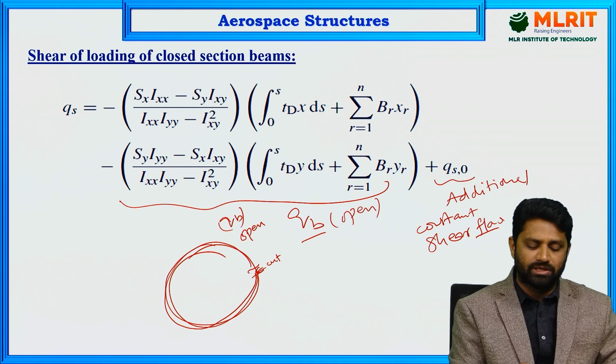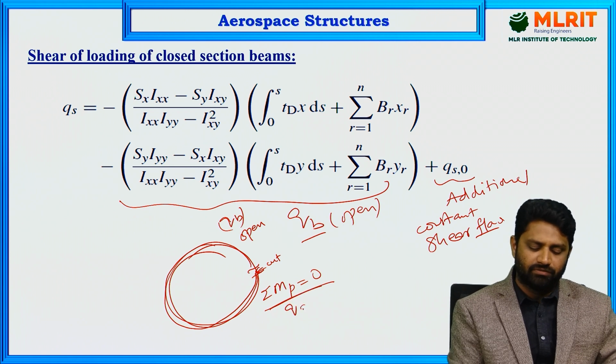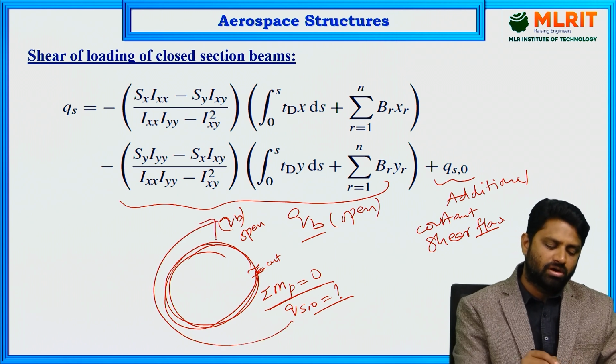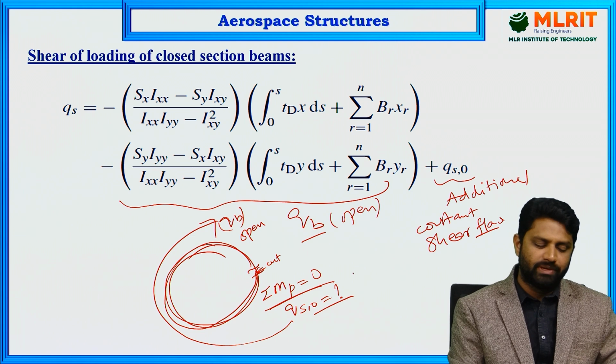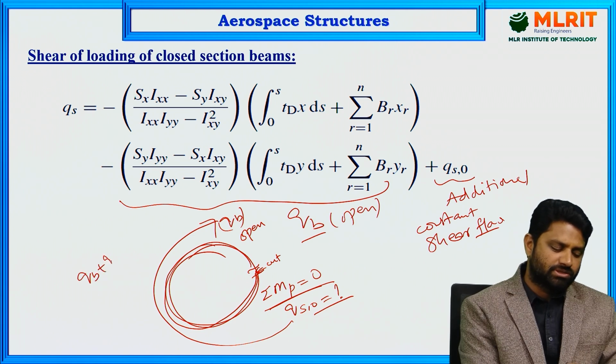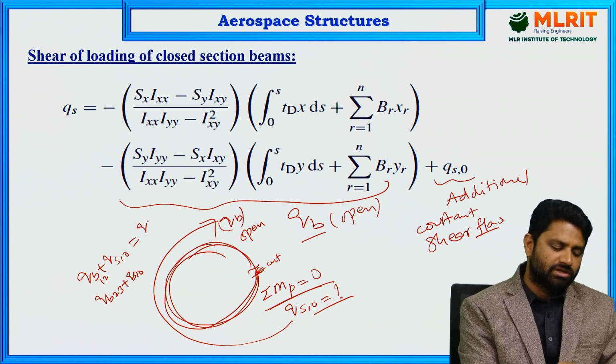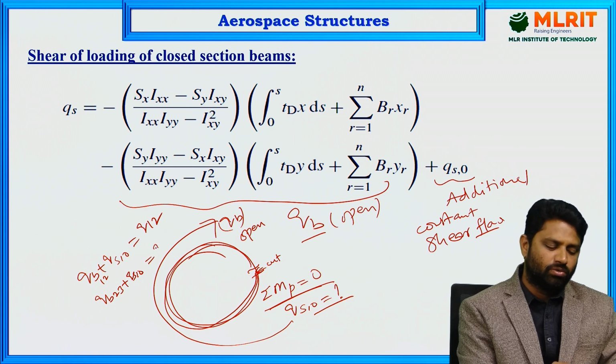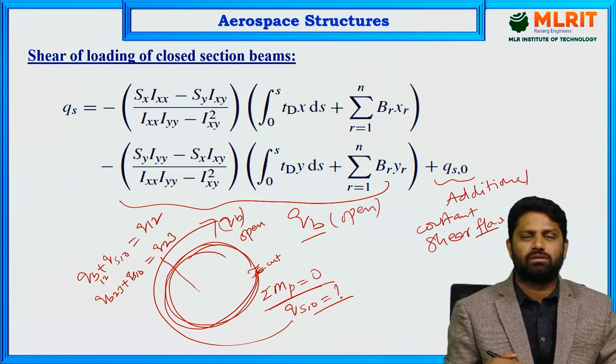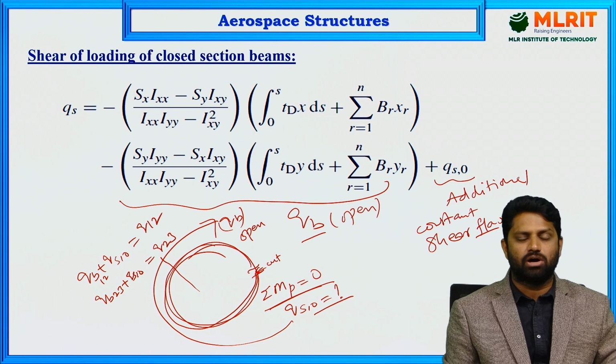Then we take the moment summation of all the moments about a suitable point and make it equal to 0. From here we calculate QS naught, the additional constant shear flow. Once you get the QS naught value, you add it to all the open section shear flows. So for QB12 you add QS naught, for QB23 you add QS naught, and it gives the actual closed section shear flows, that is Q12, Q23, and so on for the number of panels. That is how we do the procedure.